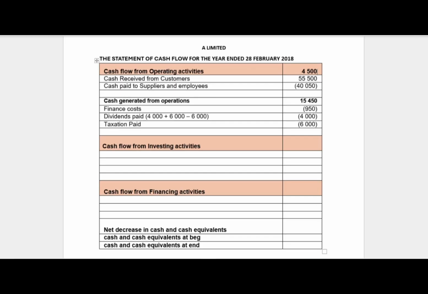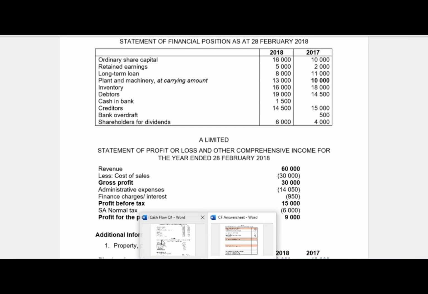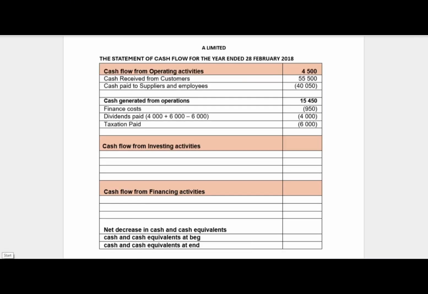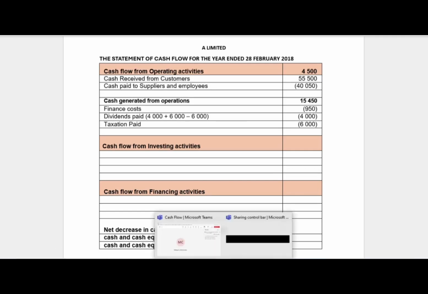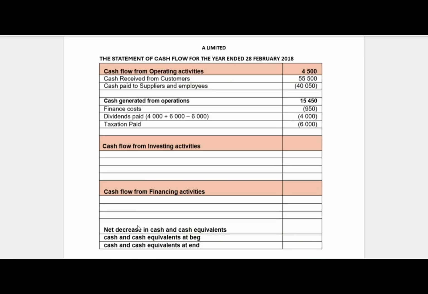So let's go and check in our question. What is it that we have that is related to our non-current assets? All right. So now, let's see what is happening right there. We're going to the question. All right, so let's just go there.